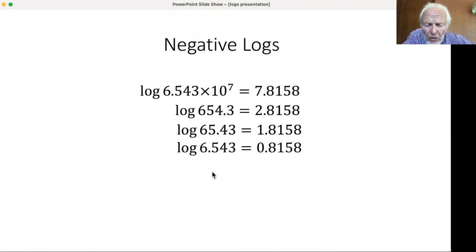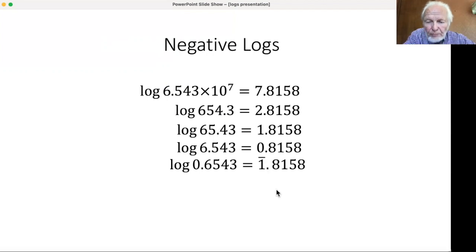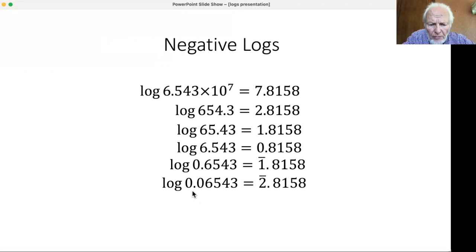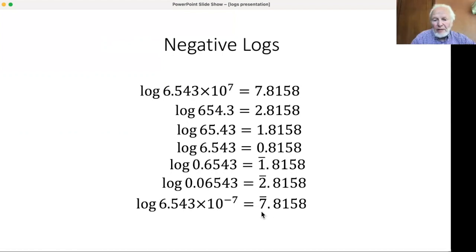Let's take the next one. So log of 0.6543 is 1 less than that. Well, we can read that straight from the table because that's just bar 1.8158. So that's much easier to work out rather than calculating negative 0.1842. And similarly, log of 0.06543 is bar 2.8158. And the scientific notation one is nice because 6.543 times 10 to the minus 7 is bar 7.8158. Okay, so that's the notation that was always used for negative numbers in logs.